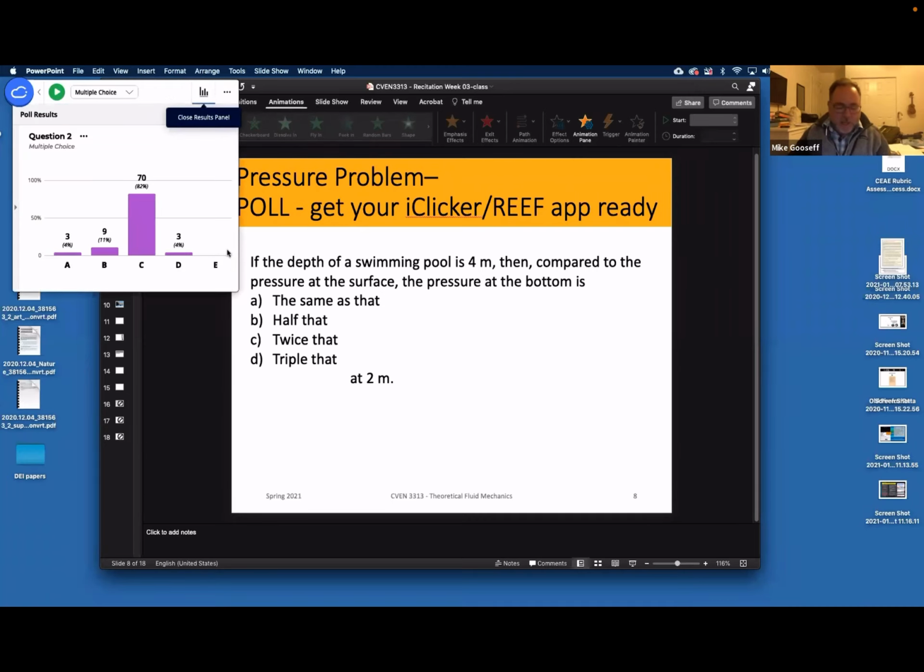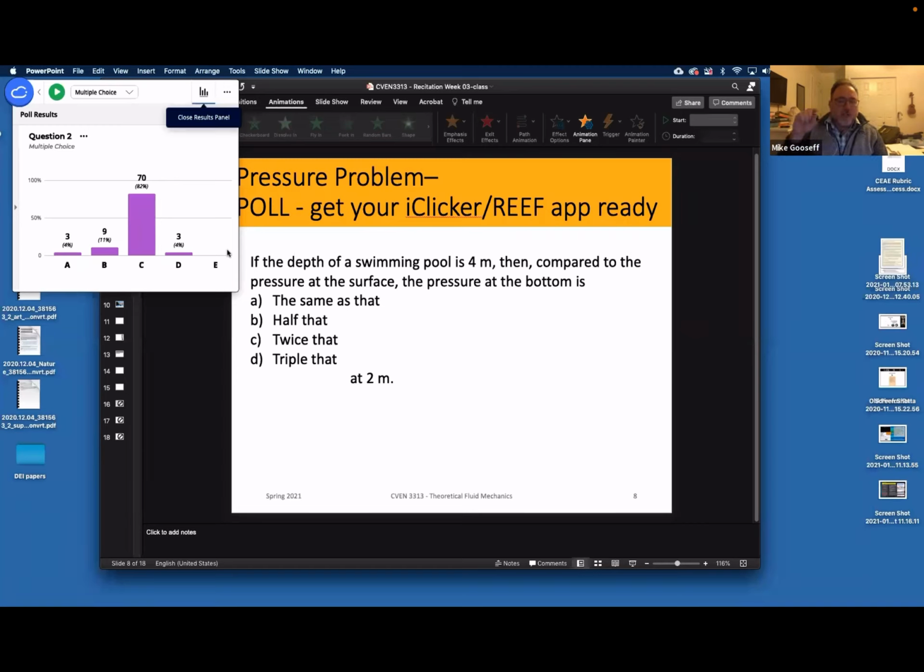All right, we have most responses for C. So let me read out C. If the depth of the swimming pool is 4 meters, then compared to the pressure at the surface, the pressure at the bottom is twice that at 2 meters, and that is the right answer.